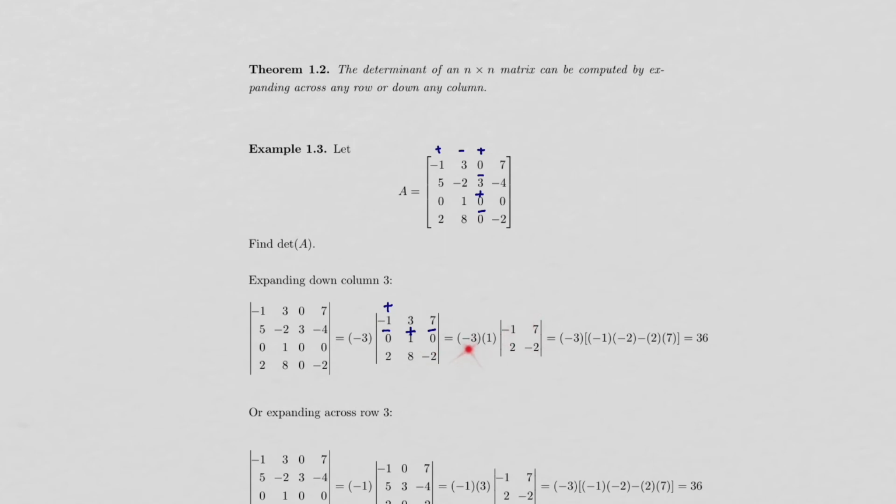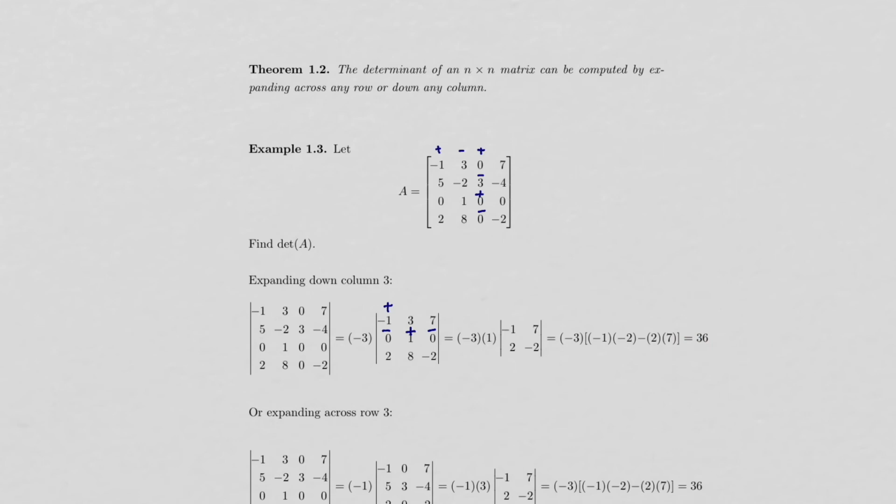Notice the minus 3 is here from before. And now I have the 1 from expanding across row 2 here. And to do the 2 by 2 determinant, as before, I just multiply across minus 1 times minus 2, and then subtract 2 times 7, do the arithmetic, and I get 36.